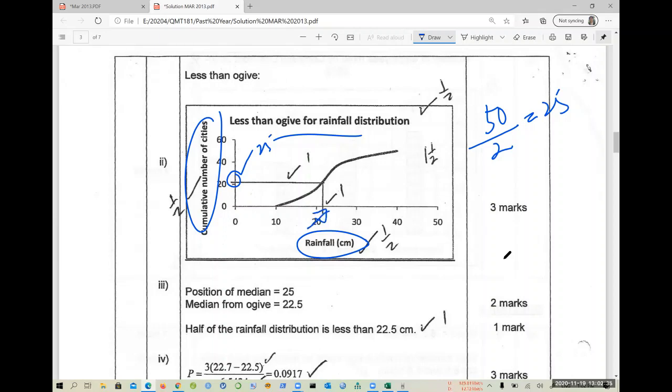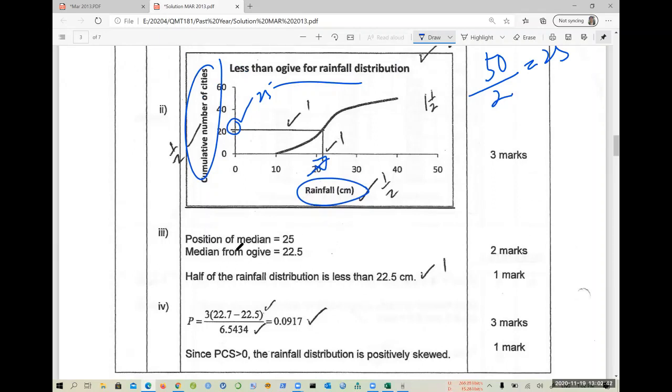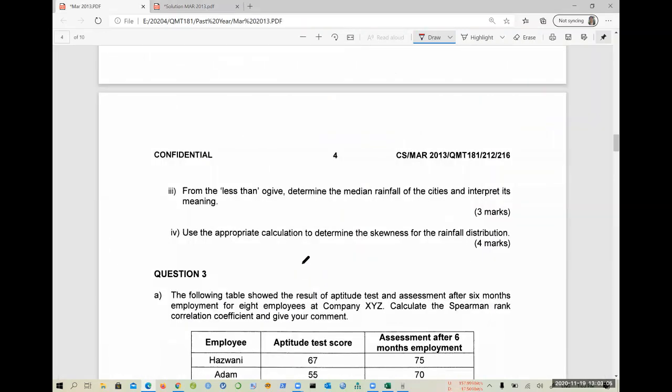Okay, that gives you the median. So here you have the position of the median is 25. So median from ogive, from the drawing, you need to show the drawing, and then you estimate the median. So that's why in this situation, the ogive must be drawn on graph paper. You draw it on graph paper and then explain. So they must have the word half for median.